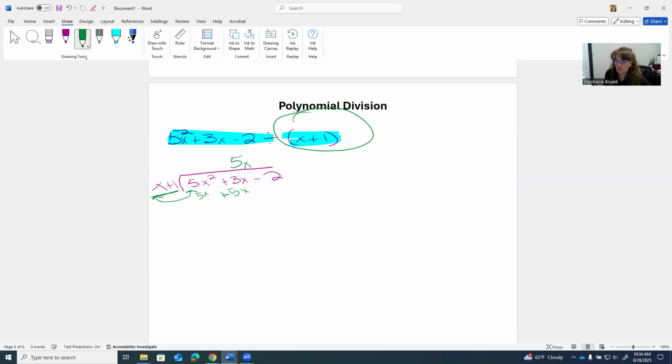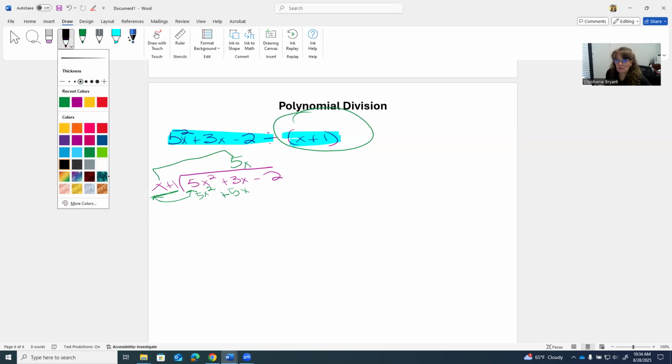And guys, I have a typo. This here times this, so positive times positive, is positive 5x times this x is x squared. I left that off.